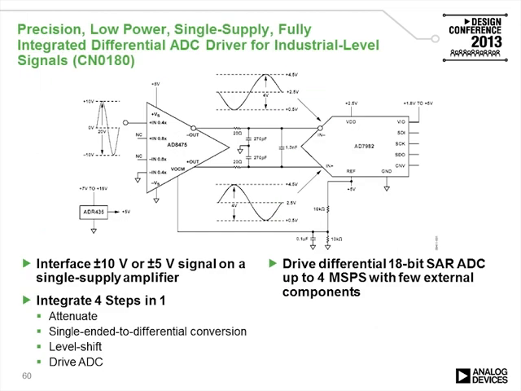In this example, included in the circuit note CN0180, shows the AD8475 conditioning the plus minus 10 volt signal for the inputs of the AD7982, which is a high-performance 18-bit SAR ADC, and it can sample up to 4 megasamples per second.